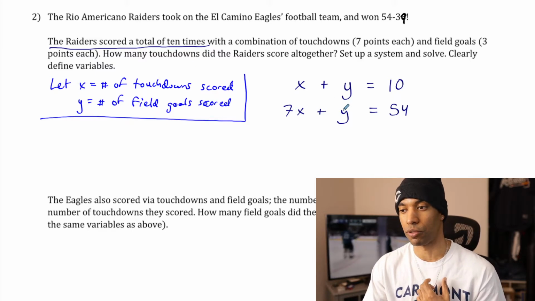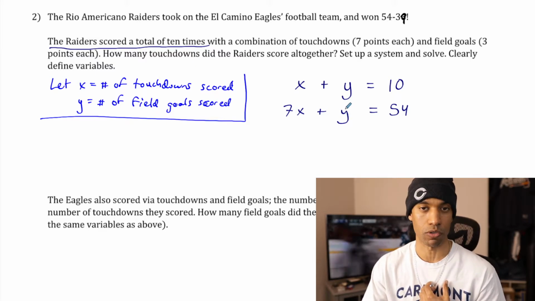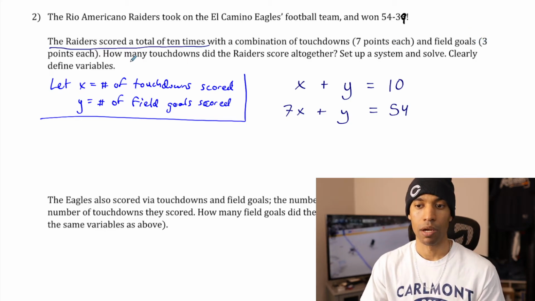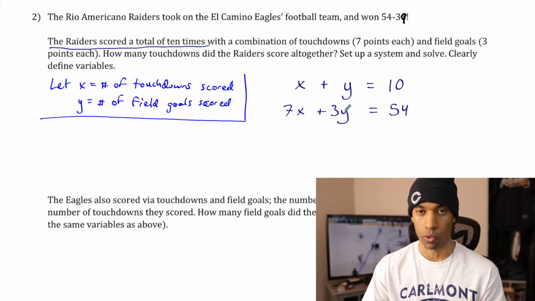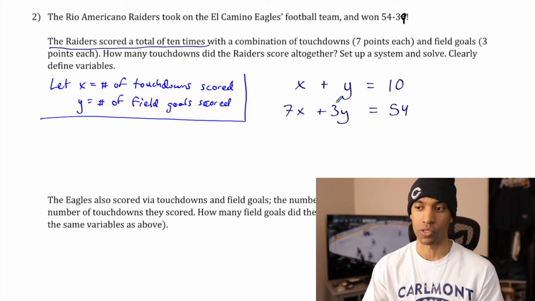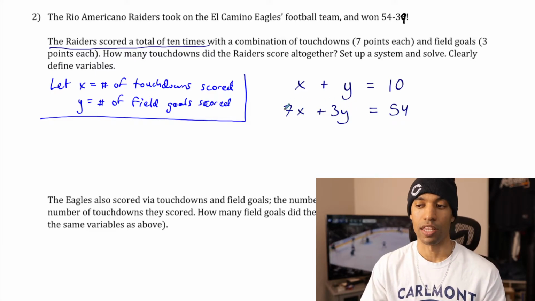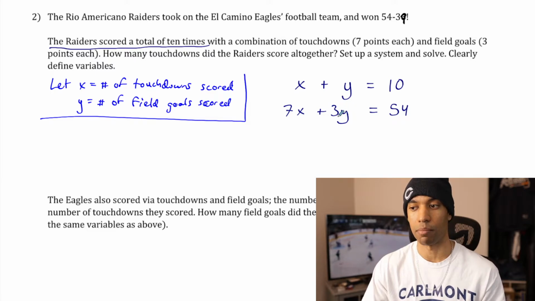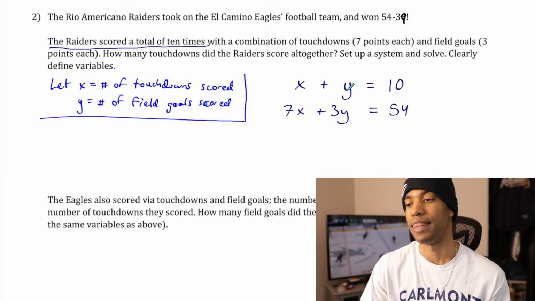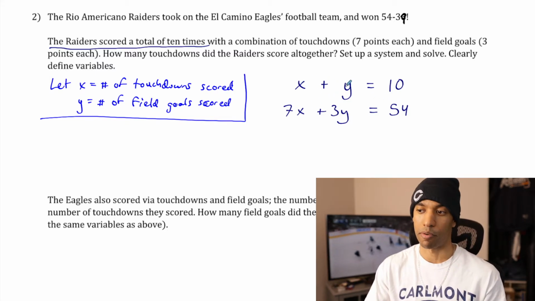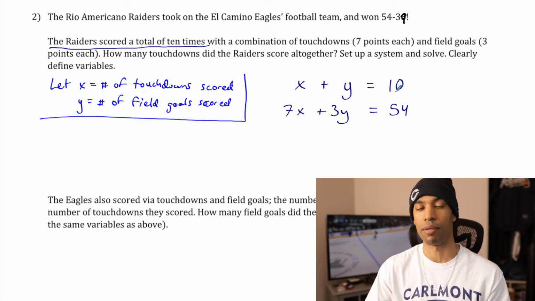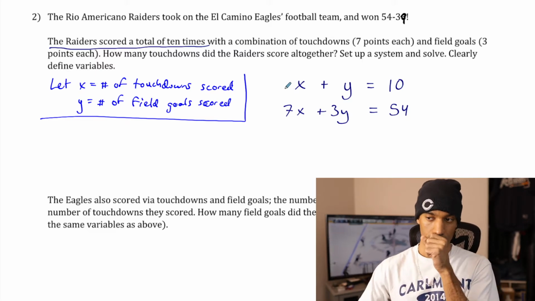Number of points scored from field goals isn't just Y. This is how many field goals you scored. But if you multiply 3 points per field goal by the number of field goals scored, you get how many points you scored from field goals. So this equation states the number of points scored from touchdowns plus the number of points scored from field goals equals 54 total points scored. And that is your system of equations. Alongside this one, it says number of touchdowns scored plus number of field goals scored equals 10 total times scored. So that's your system.